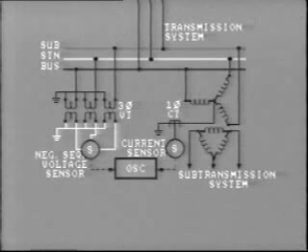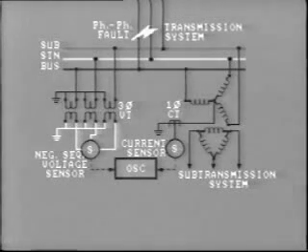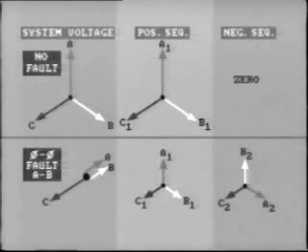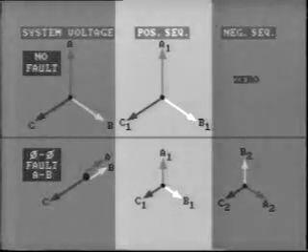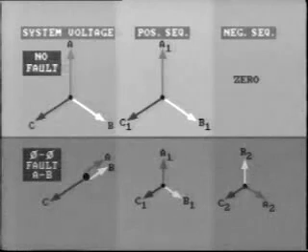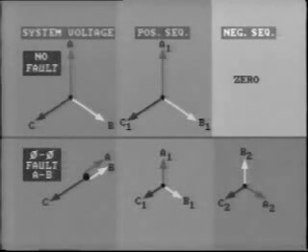We can also use a negative sequence voltage sensor connected to the bus. This will sense a phase-to-phase fault on any line connected to the bus. You will remember this phasor diagram from an earlier lesson. It shows the voltage broken down into its positive and negative sequence voltages. Before the fault, we have balanced three-phase voltages. The negative sequence component is zero.